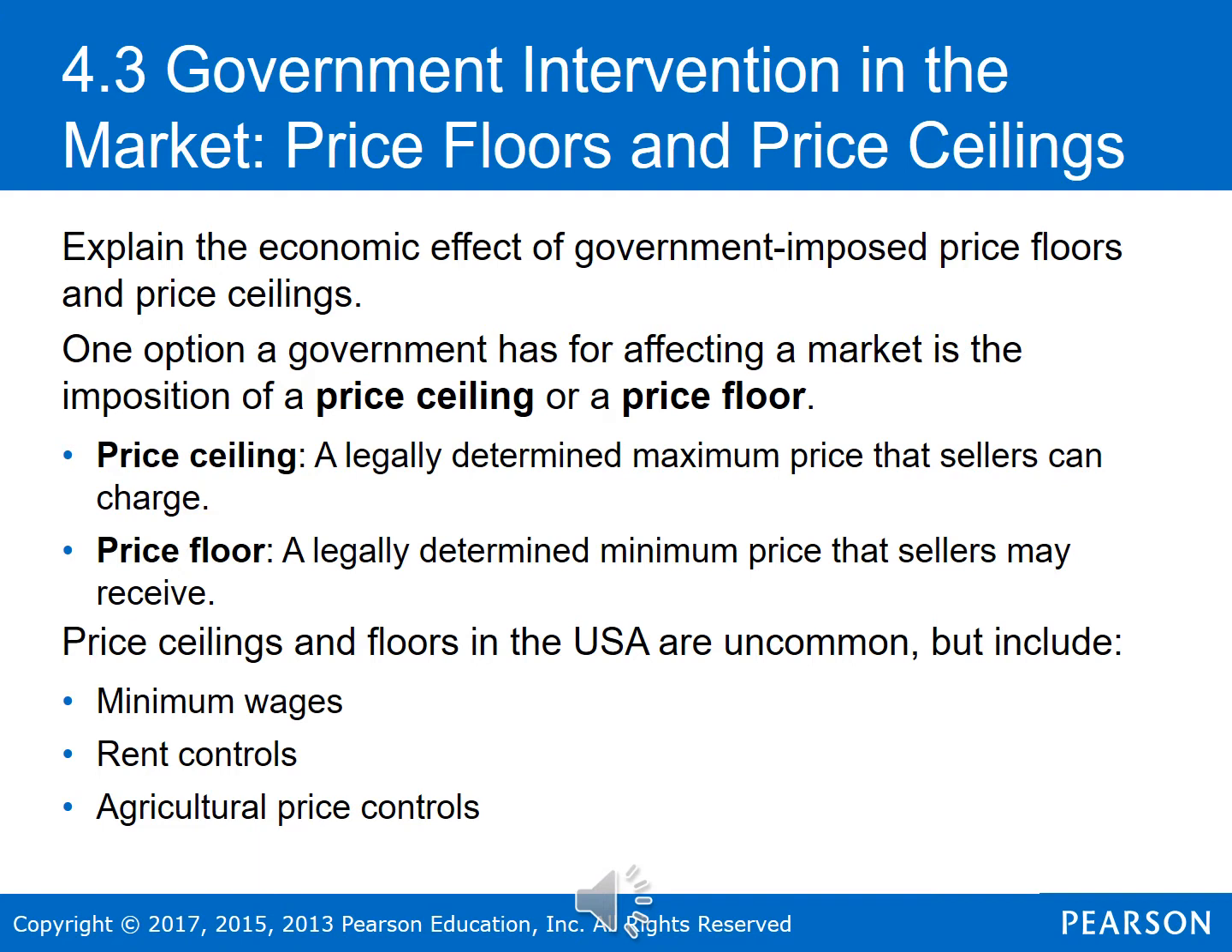So these sorts of price controls, and two types we'll look at in this section. A price ceiling is a legally determined maximum price that sellers can charge, and a price floor is a legally determined minimum price that sellers can receive. The United States has a market economy. There's very little price setting going on and centralized government control, but there are a few examples where these types of policies exist. They include minimum wage, rent controls, and agricultural price controls. And we're going to explore the effects of these policies in this section.